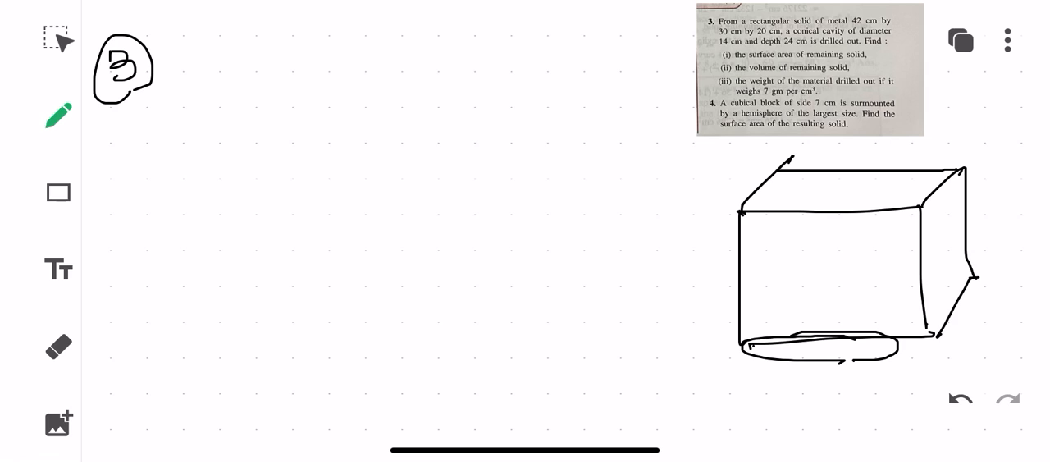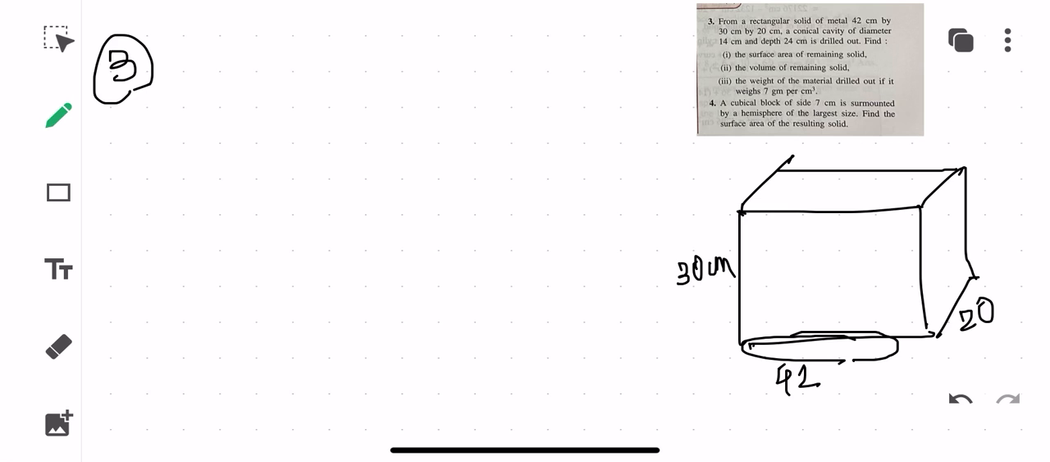42 by 30. So what are the dimensions that have been given? I'll be just writing down. It has been given as 42, okay, and then this is 20, the breadth. And 42 is the length, children. Okay, so this is our length. Then we have height is equal to 30 centimeter. Then you are taking out a cone whose depth is 24.